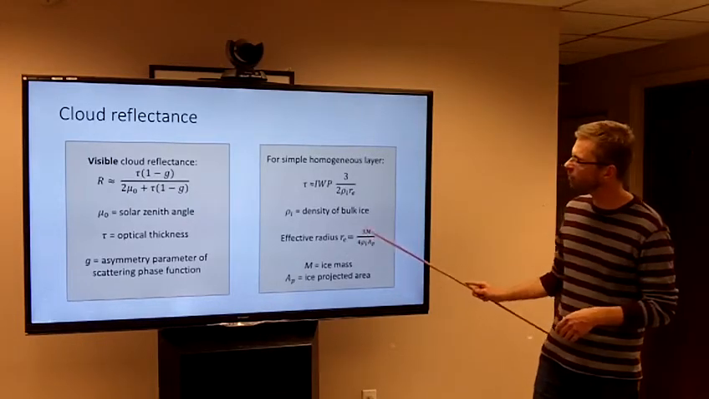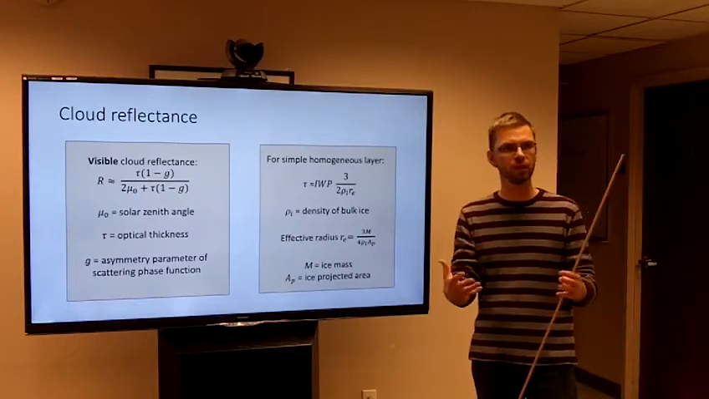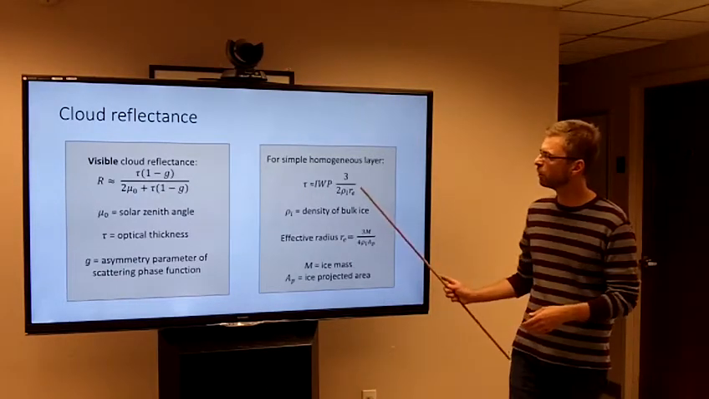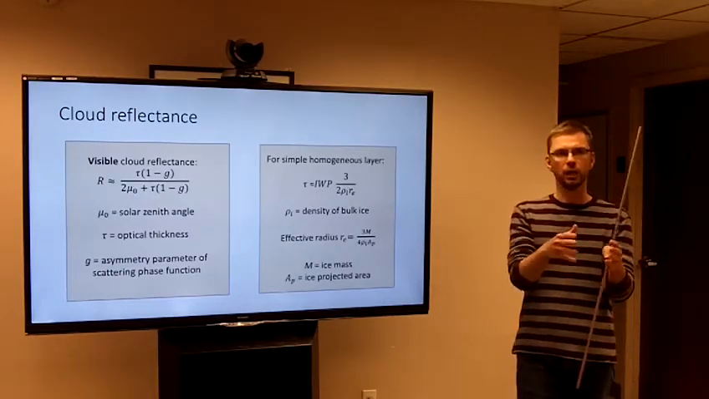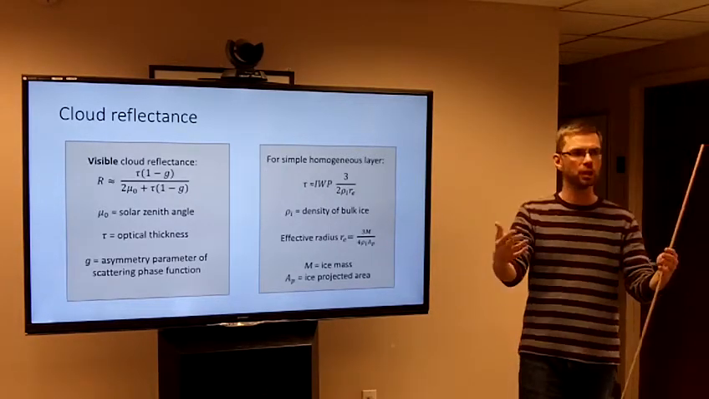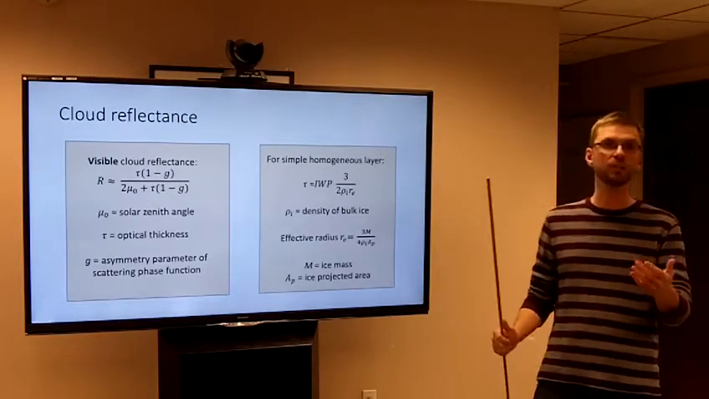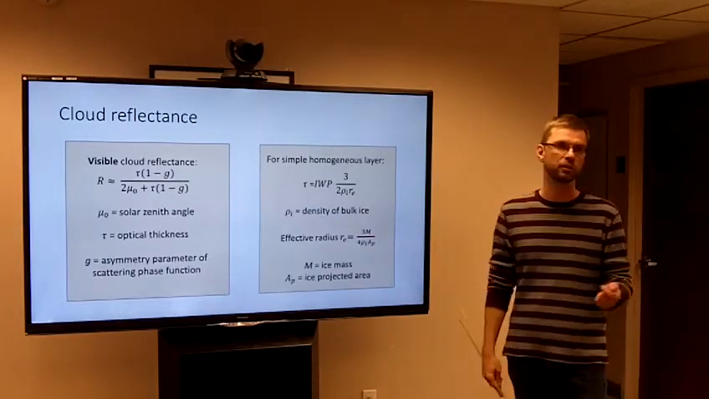And so you can see that for an ice cloud with a given ice water path, if you change the particle size, if you distribute that mass over more smaller particles, you increase the optical thickness and your reflection goes up.